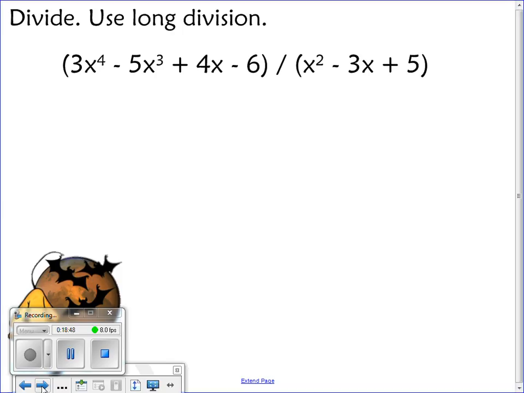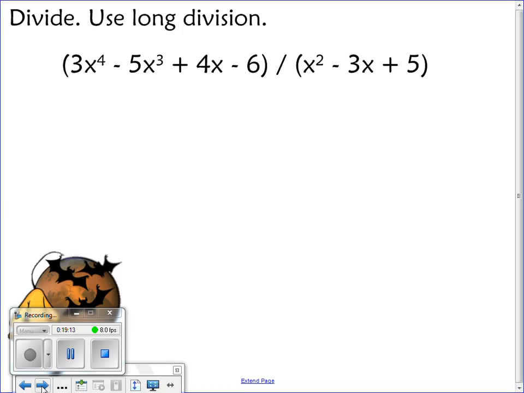So use long division. Right away, some things have changed in this problem. What's different on this one? The parentheses is just how it's written. It's written slightly different, right? It's got a little division thing. We still have the same idea going on, right? I'm dividing by 3 terms this time instead of 2 terms.